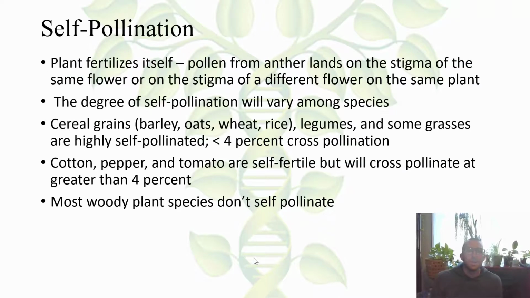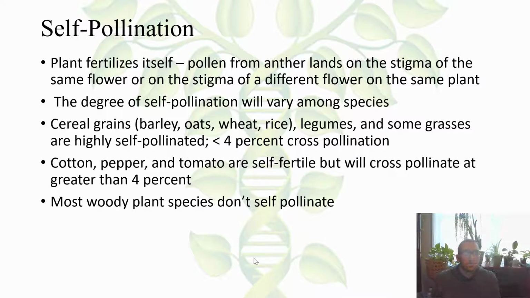So, self-pollination, this is where a plant can fertilize itself, right? So pollen from the anther lands on the stigma of the same flower or the stigma of a different flower on the same plant. And the anther is part of the stamen, which is the male reproductive part of the flower. Stigma is part of the pistil, which is the female reproductive part of the flower. So in self-pollination, these plants can fertilize themselves.